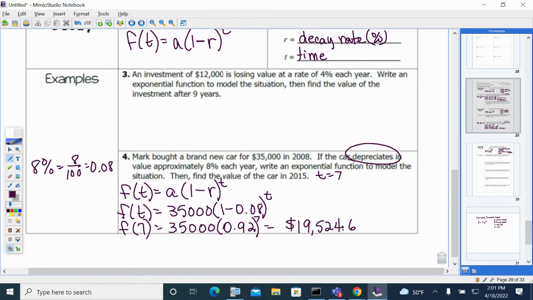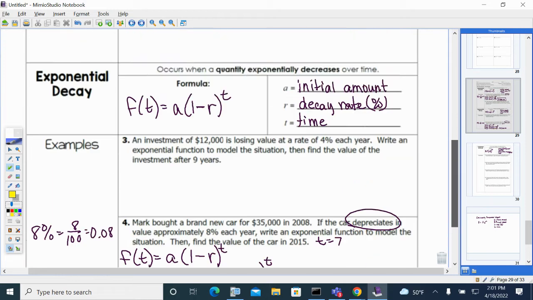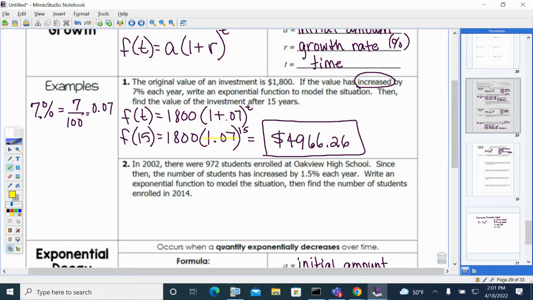So when Mark originally bought the car for $35,000 in 2008, after 7 years, the car is only going to be worth the $19,524.63. One thing I would like to point out to you at this point is the number that is inside the parentheses. So I've highlighted that one yellow and this one yellow.